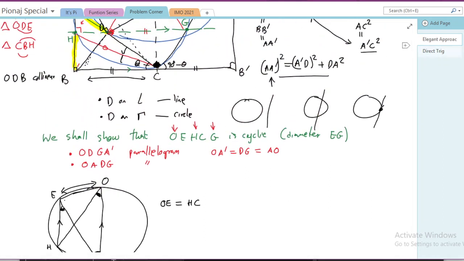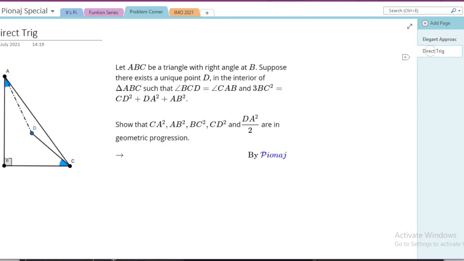Alright, so next, let's take a look at a more direct approach. So it's basically trigonometry. We're using just similarity, Pythagoras Theorem, and Stewart's Theorem. Okay, so, solution.